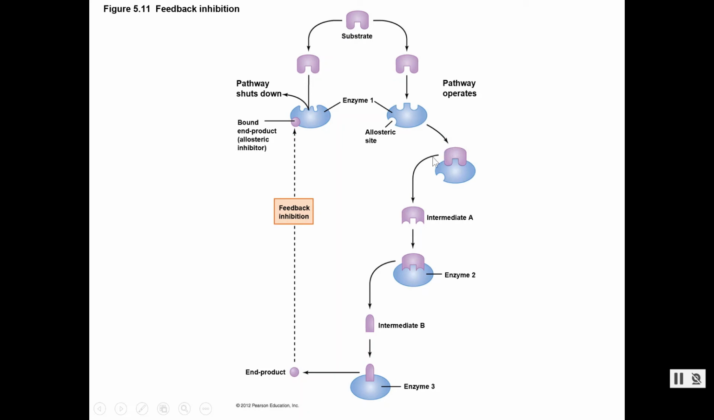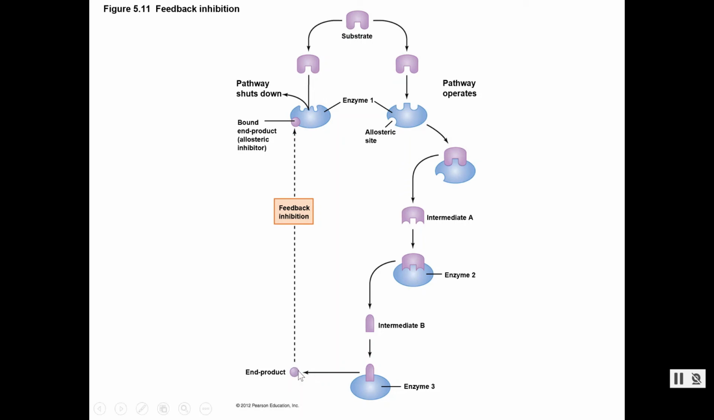The enzyme binds the substrate and converts it into an intermediate. So I have an intermediate A. There's another enzyme that binds to intermediate A, converts that into something else. I have a third enzyme that does that and eventually we get to an end product. Remember our representative pathway? That's what we just ran down. So I have an end product.